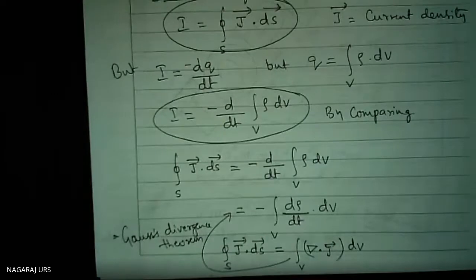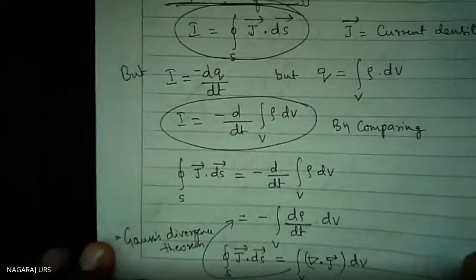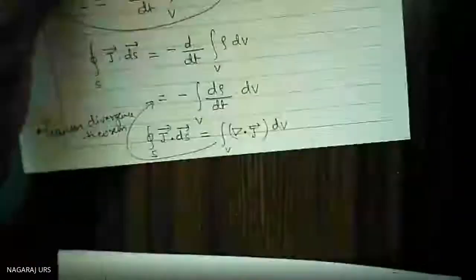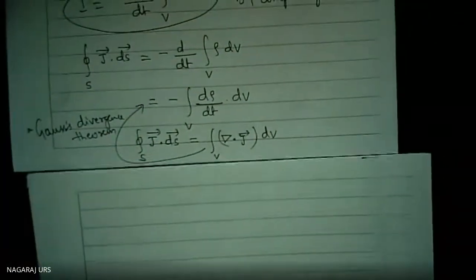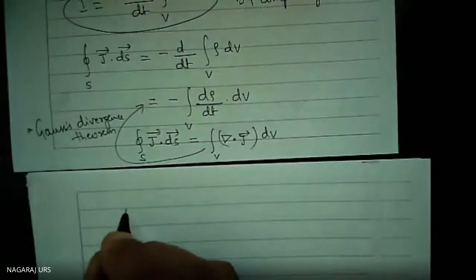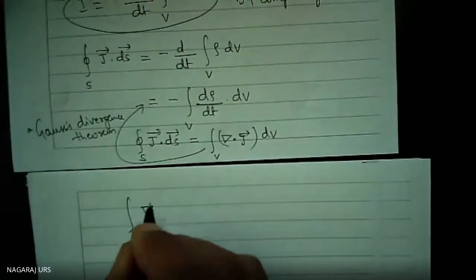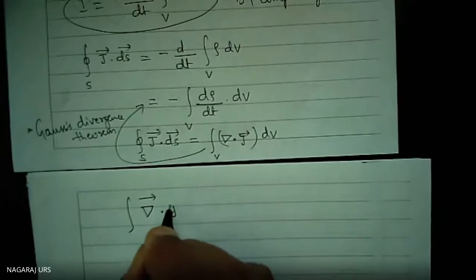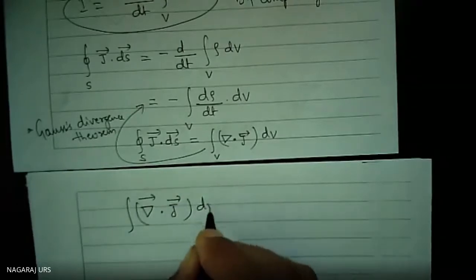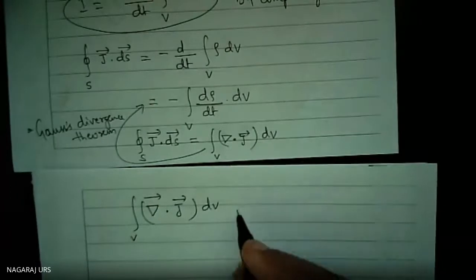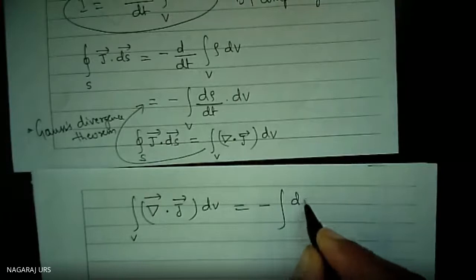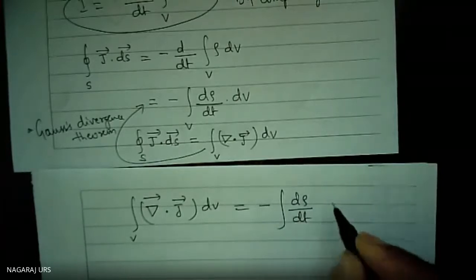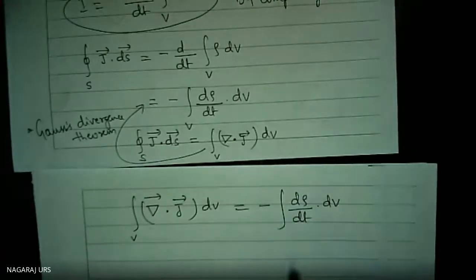Then I have to start Maxwell's field equations. They are very much important. So whatever I have finished, I will continue with that concept here. J dot ds is there now. So the integration of del dot J dV over a volume integral is equal to, as we got here, minus the integration of d rho divided by dt into dV over a volume integral, of course.